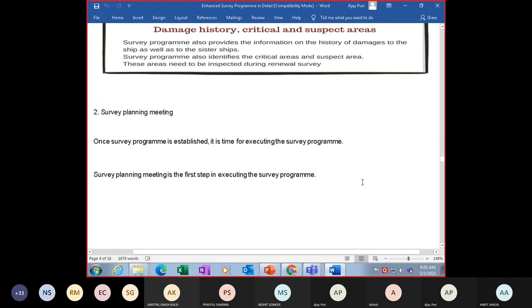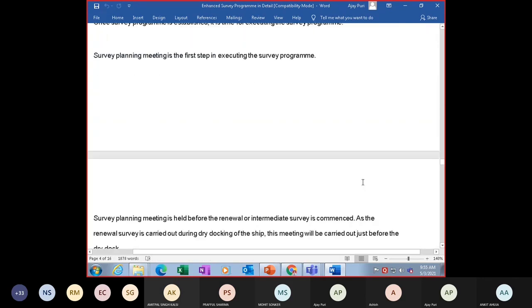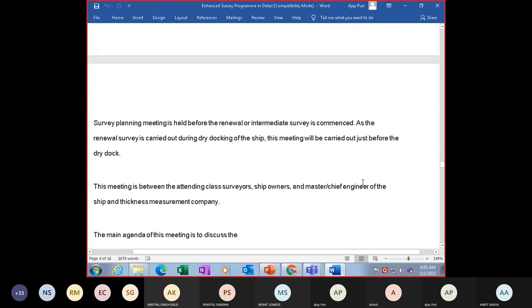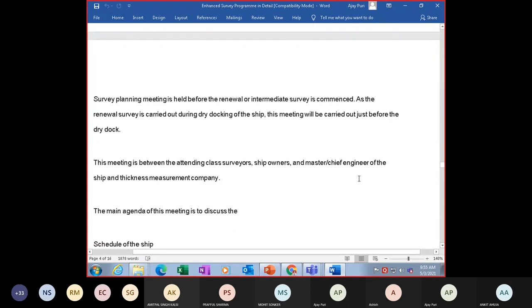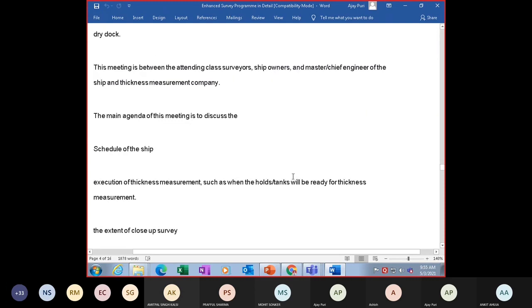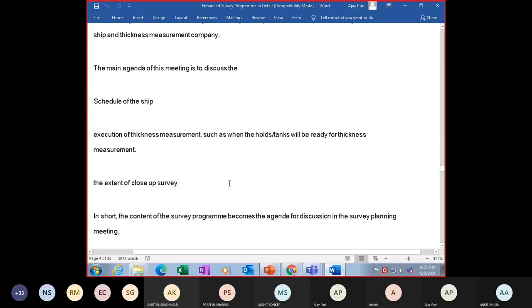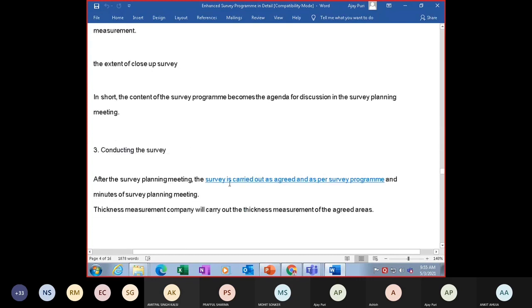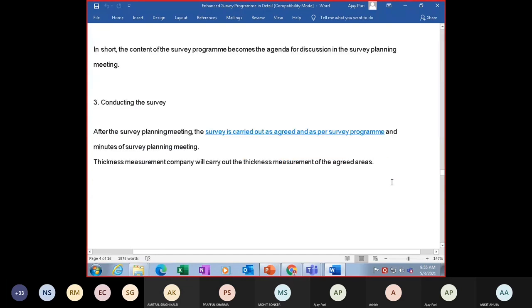Then your meeting will be held for survey planning, and then they will check when your renewal survey will be. The meeting is held between your ship owners, surveyors, master, chief engineer and measurement company. Then they describe the schedule, execution of thickness measurement, extent of close-up survey. Survey is carried out as agreed and as per survey program, and the thickness measurement company will carry out the thickness measurement of the areas. Now they'll agree the areas where thickness measurement is done, not that the entire ship is going to be checked.